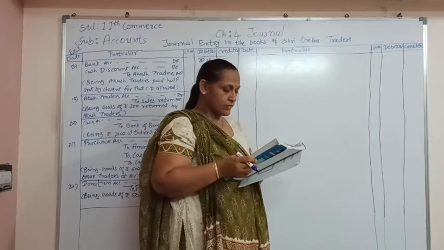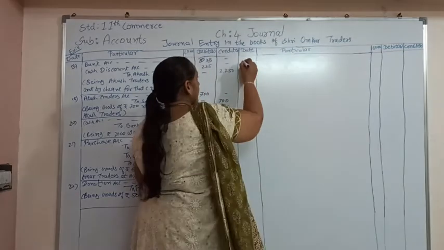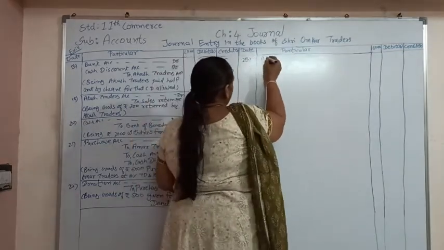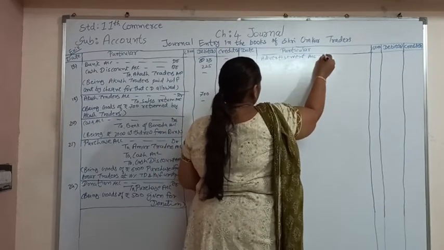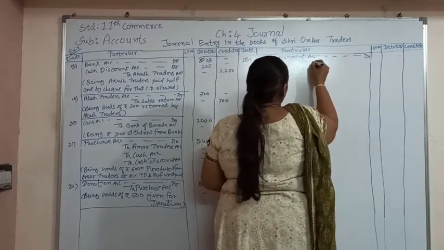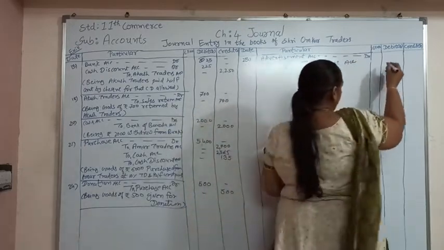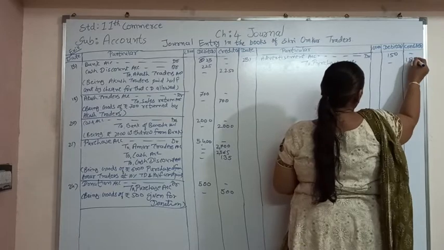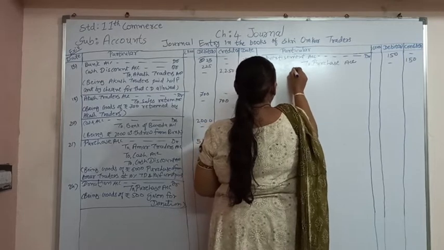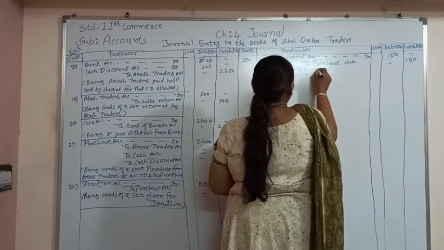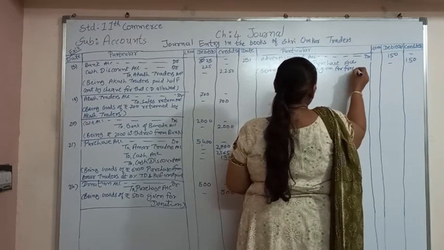Now let's see 25th. Goods of rupees 150 distributed as free sample. For that, advertisement account debit to purchase. That journal entry we are going to pass. And the amount is rupees 150, being goods of rupees 150 given for free sample.